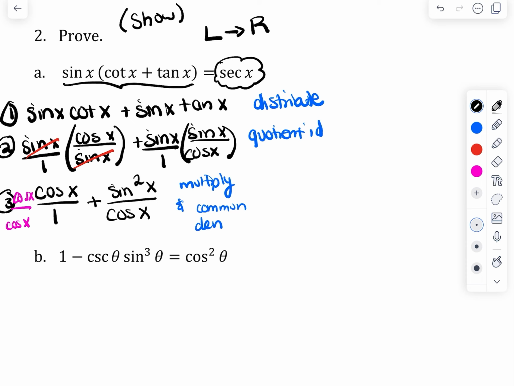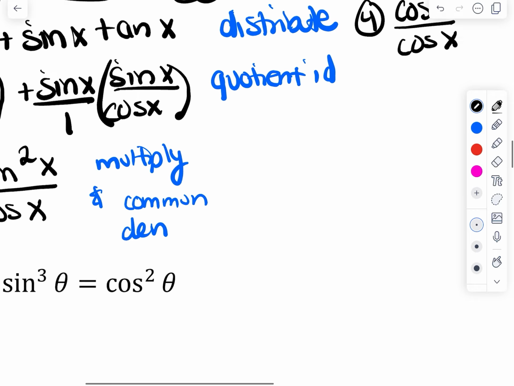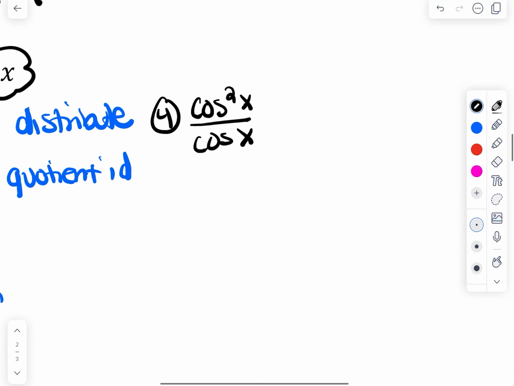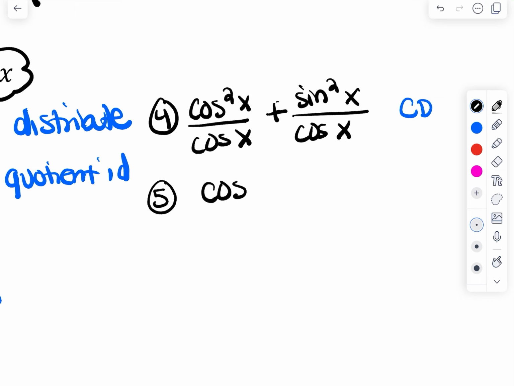Okay, so what is that going to look like? I'm going to come over here. The cosine times the cosine in the first one is going to give us cosine squared over cosine x. And the second fraction is not going to change. So it's sine squared over cosine x. And this was still part of my common denominator. And then I can combine my common denominator. Actually, this is all part of the same step, technically.